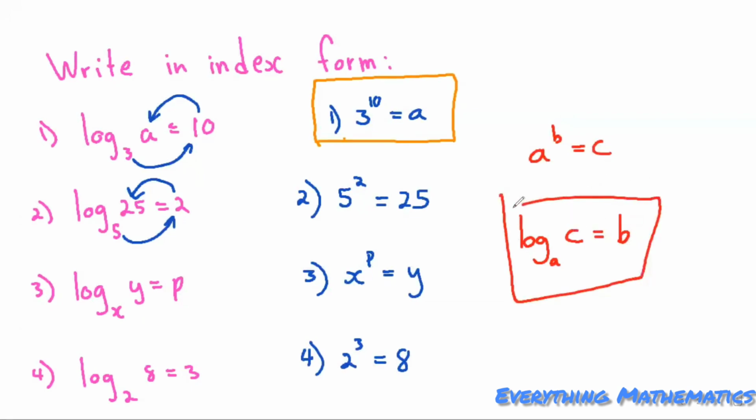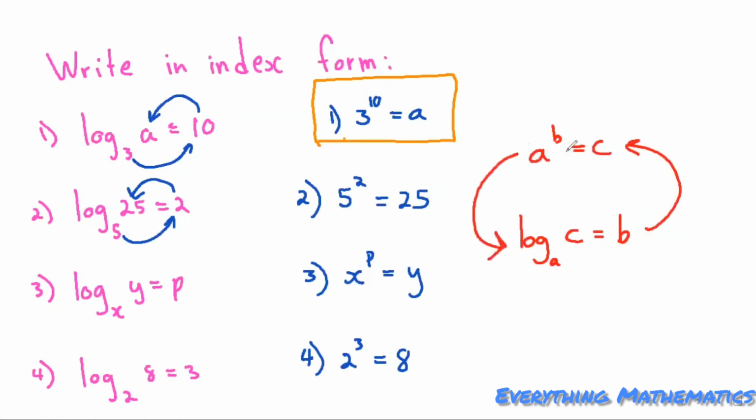We have to be able to go to and from. So we have to be able to jump from this rule here to this rule here. We have to be able to do that. And likewise, we have to be able to jump from this here to this over here. Index to log, log to index. And sometimes just doing that could help us to see unknowns or to solve unknown questions when dealing with logs. And this is really as basic as they come, as basic as it comes.